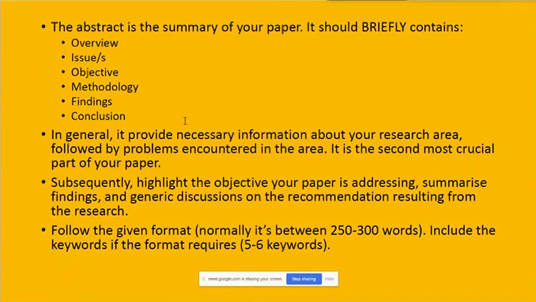Okay, meaning that all of these points here have to be reflected, but it should not be written in details. Okay, it should provide necessary information that talks about your research area and what the problems in that area are. That's the first 2 or 3 lines that people are looking at when they read your abstract. The opening sentences, okay, is the second most crucial part of your paper.